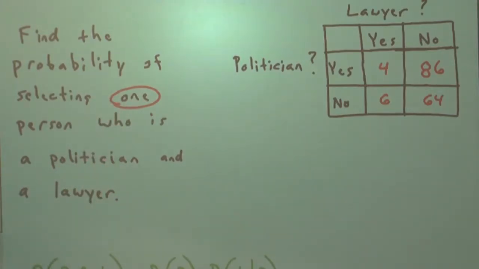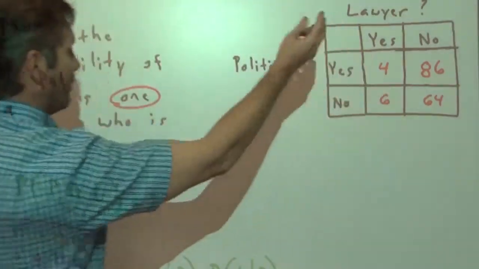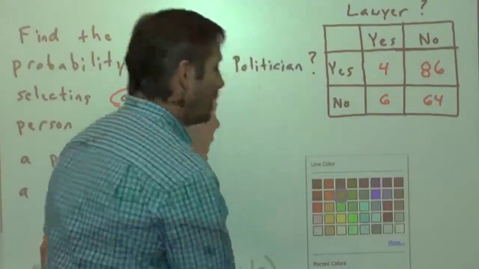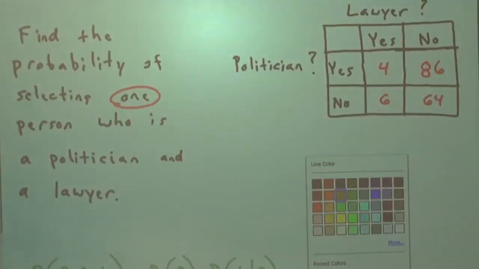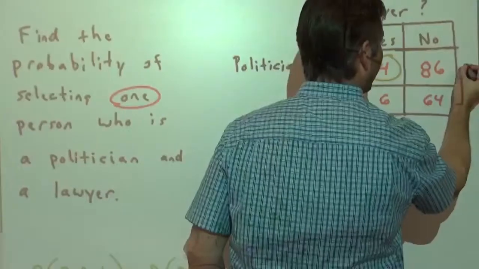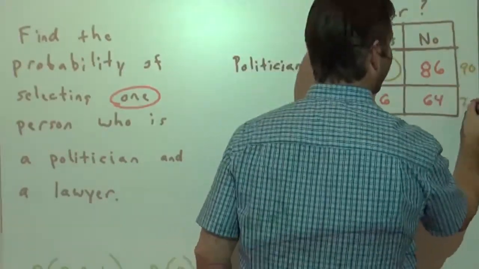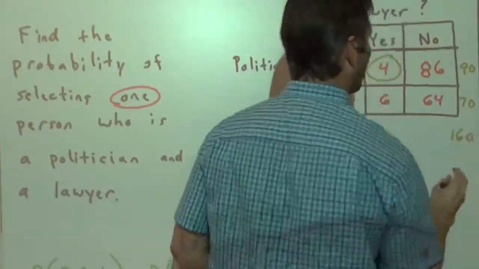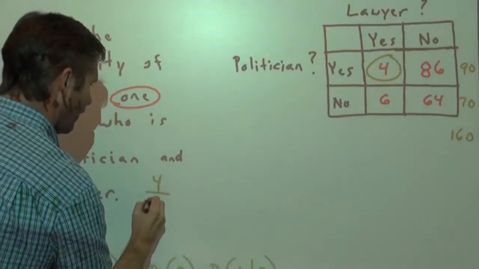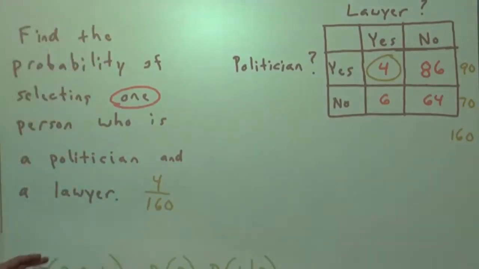So the easiest thing to do is just go over here and say, oh, okay, let's go find the intersection of a politician and a lawyer. And it's right here. It's these four people out of, well, there's 90 here and there's 70 here. So there's a total of 160 altogether. So our probability is just the intersection. It's 4 out of 160. We're done. Let's not use that ugly formula.